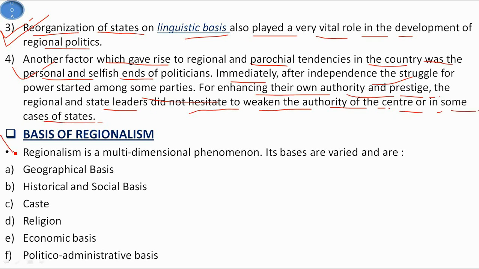Now we see the basis of regionalism. Regionalism is a multi-dimensional phenomenon and its bases are varied. First is the geographical basis. People usually relate their regional identity to certain specific geographical boundaries, and after independence the integration of princely states resulted in the merger of small states into new big states. The loyalties of citizens were torn between old territorial boundaries and the new territorial boundaries or structures.